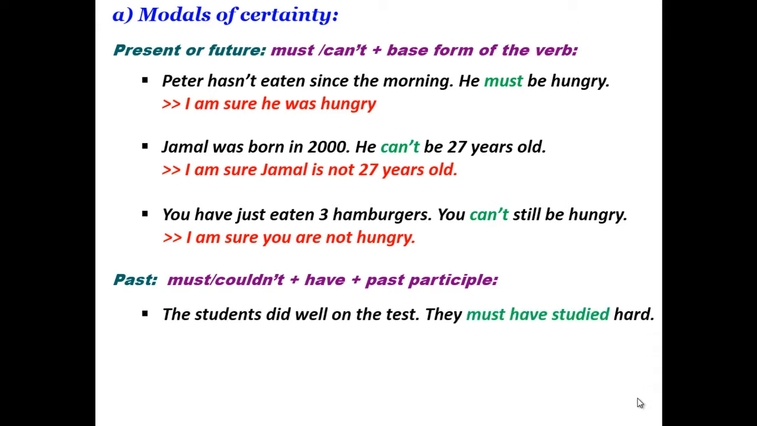So look at these examples. Example 1. The students did well on the test. They must have studied hard. So the modal verb must in the sentence shows that I'm sure they studied hard.